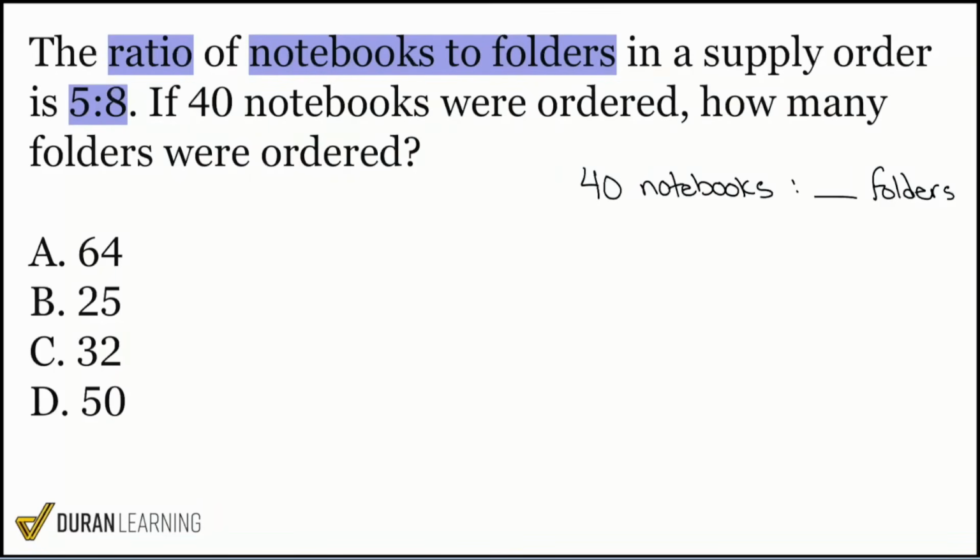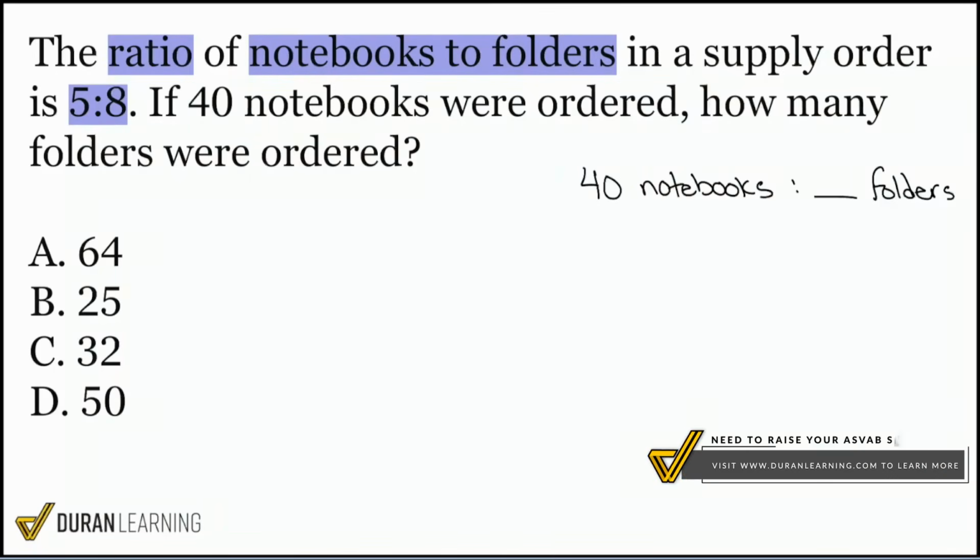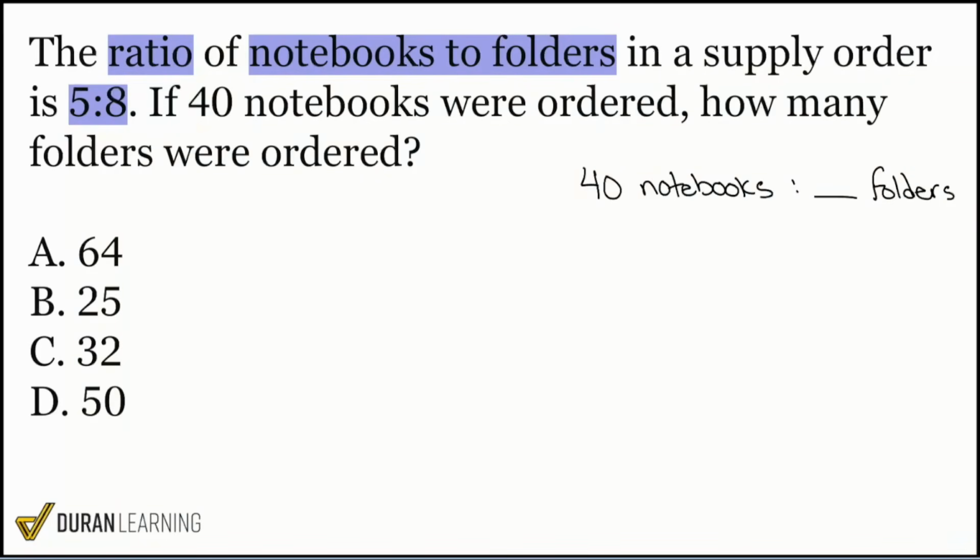Now, pop quiz. Before I write this down, I want to make sure I'm going to write this down in the right way. Everybody, what does the 5 represent? Again, remember the way that ratios are written, the order matters. So what is representing the value of 5 in that ratio? Notebooks, because the 5 is the first number, so we'll go with the first item, notebooks.